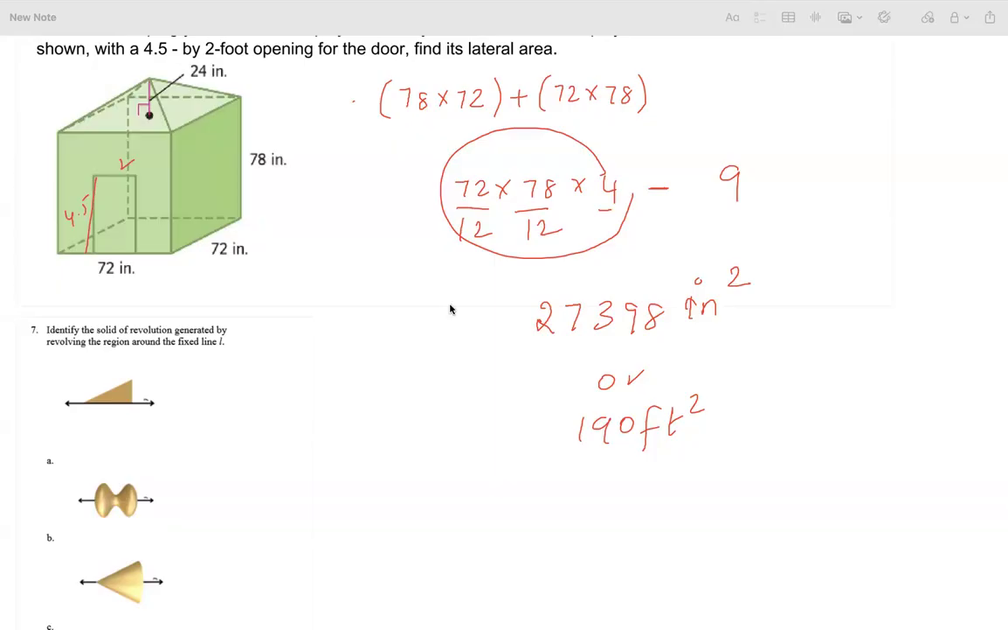Yes. So 72 times 78 times 4, right? I'm going to do it in a calculator. 72 times 78 times 4 divided by 144, right? 156.